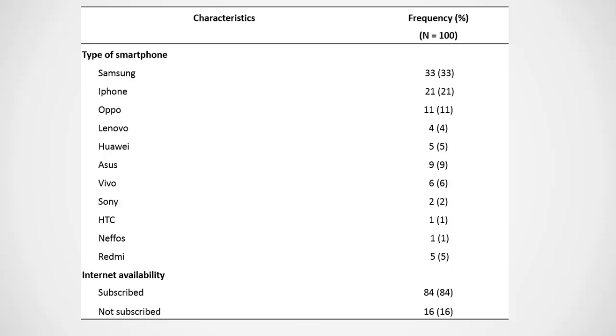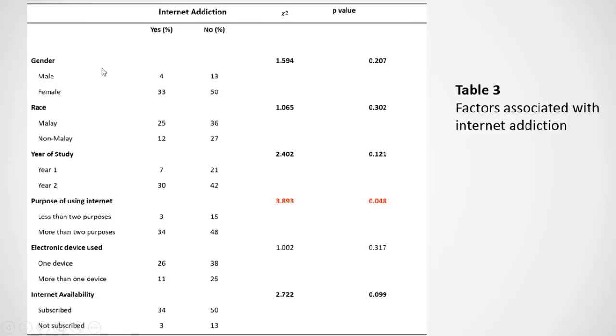Next is internet availability. 84 out of 100 respondents subscribe to a data plan, and the remaining 16 are not subscribed to any data plan. The chi-square test proved that there is no association between gender and internet addiction, since the p-value is more than 0.05. The same goes for race, year of study, electronic device use, and internet availability.